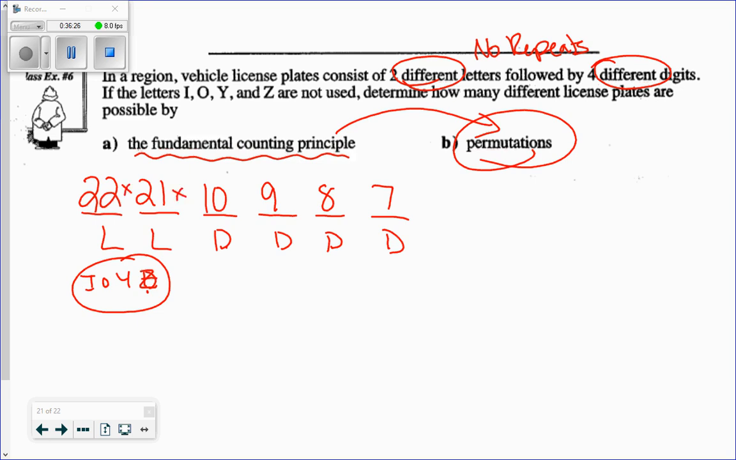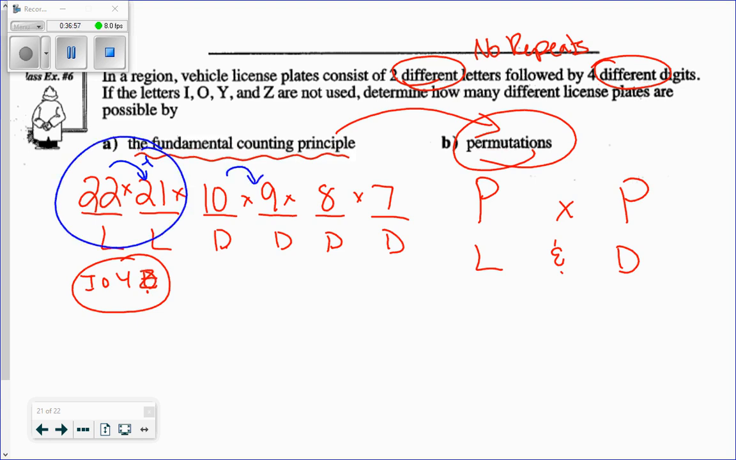Now, what I like about the blanks method, which is fundamental counting principle, is that this is common sense. Like you're laying it out the way you think about it. Whereas the permutations way, you're going to do the letters and the digits. So we're going to multiply. Do you notice that this counts down by ones? And then this counts down by ones. So because they count down by ones, we can use the permutation way.